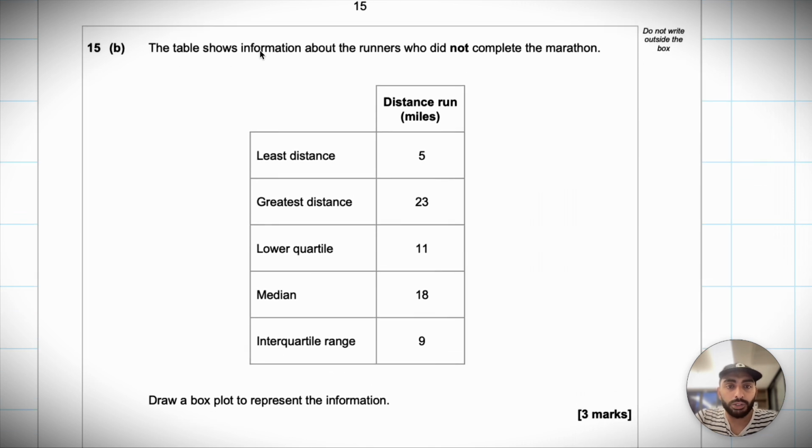Part B. The table shows information about the runners who did not complete the marathon. It's going to ask me to draw a box plot for this information. Whenever I'm drawing a box plot, I need the minimum, I need the maximum, the lower quartile, the upper quartile, and the median.